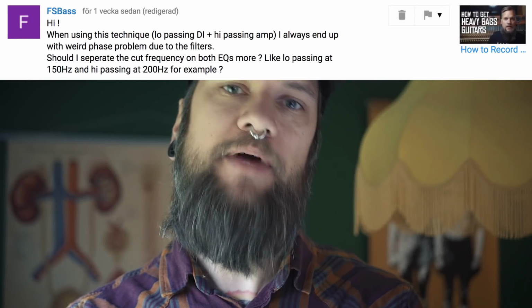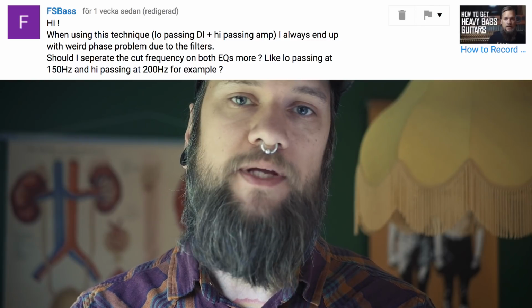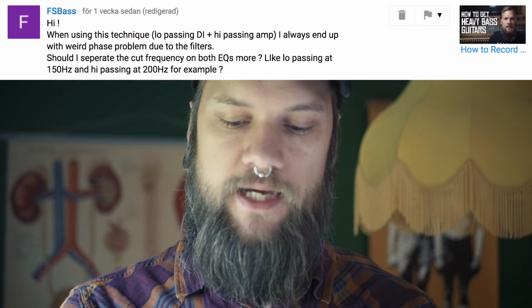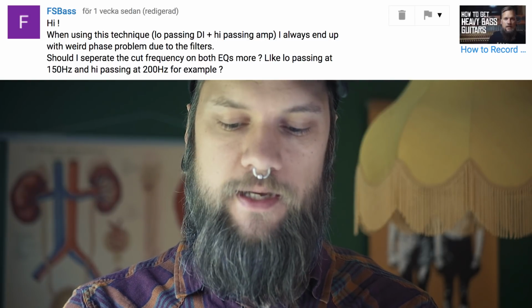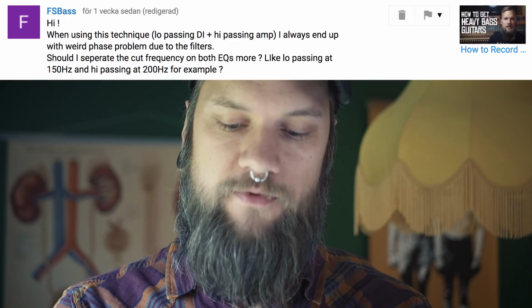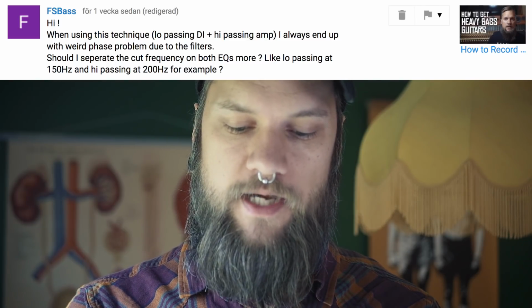in all the songs. FS Bass writes and asks regarding my video on how to record and mix heavy bass tones. When using this technique, low passing DI plus high passing amp, I always end up with weird phase problems due to filters. Should I separate the cut frequency on both EQs more, like low passing at 150 Hz and high passing at 200 Hz, for example? I don't really know because I didn't really experience the problem.